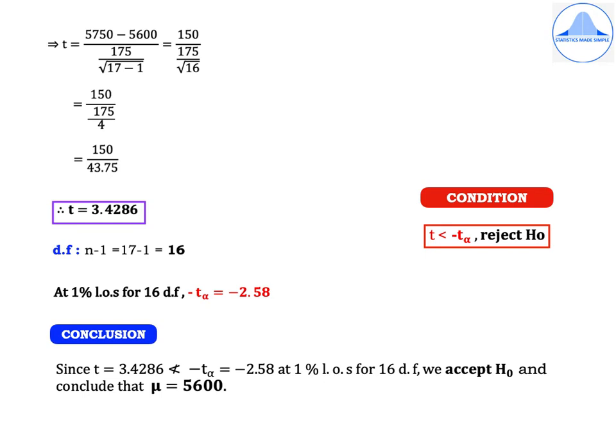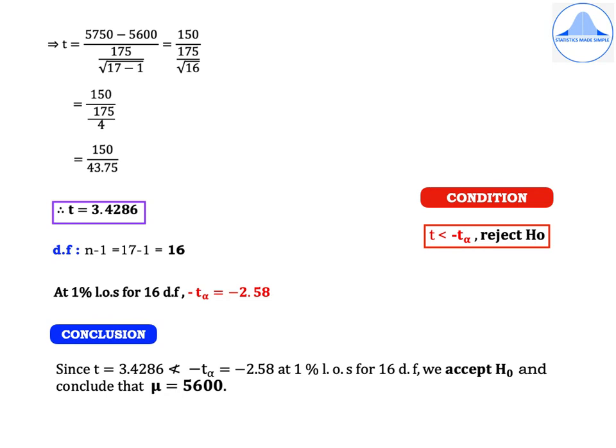The condition to be used for a left-tailed test is you have to check if t is less than minus t alpha at alpha level of significance for n minus 1 degrees of freedom, in which case you reject H naught, otherwise you accept H naught. So the degrees of freedom is n minus 1, which is 17 minus 1 equal to 16. At 1% level of significance for 16 degrees of freedom, we have minus t alpha is equal to minus 2.58.